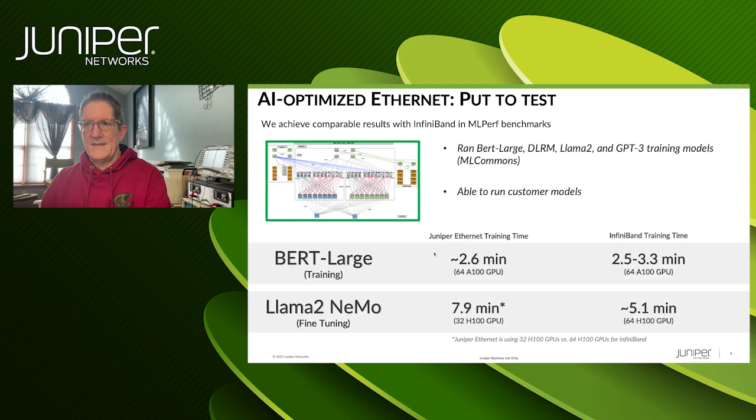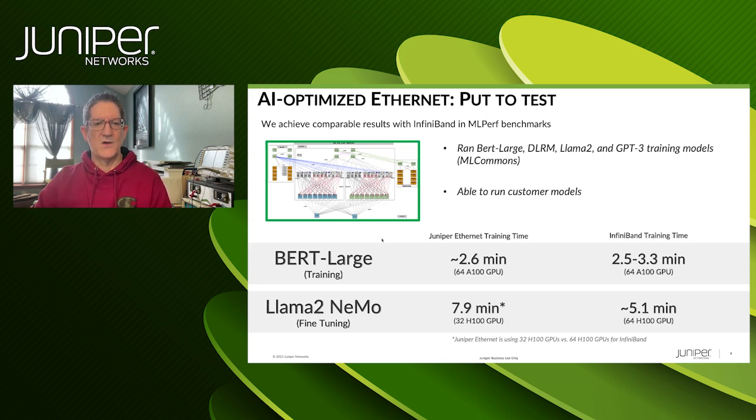So in order to prove that Ethernet was viable, we said let's go ahead and do some tests. ML Commons provides these MLPerf benchmarks, and so we've run BERT large, DLRM, Llama 2, Llama 3, GPT. We've run all these different AI models in the lab, and we've even run proprietary models from customers.